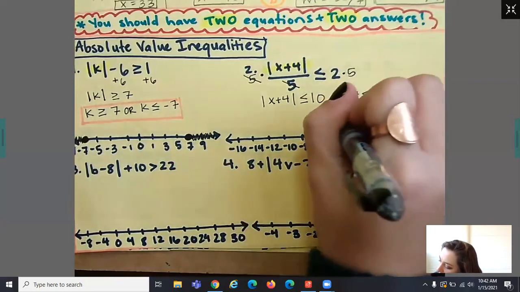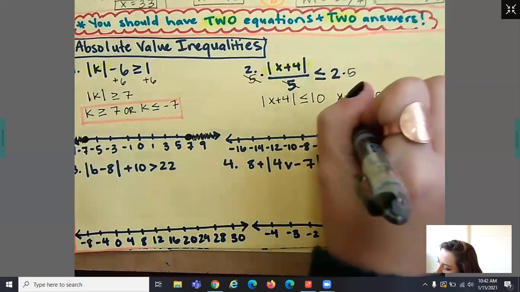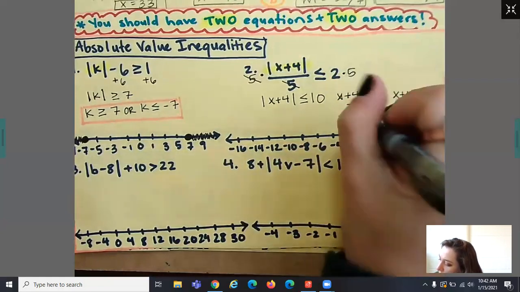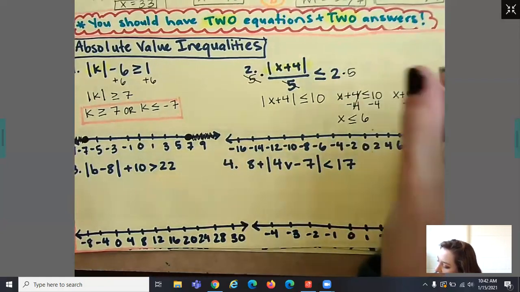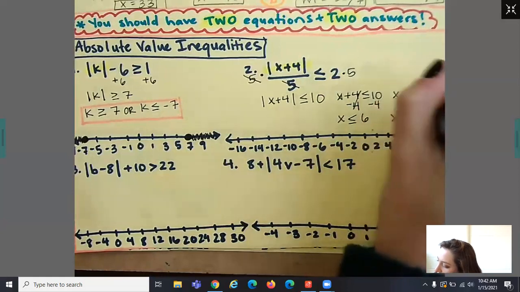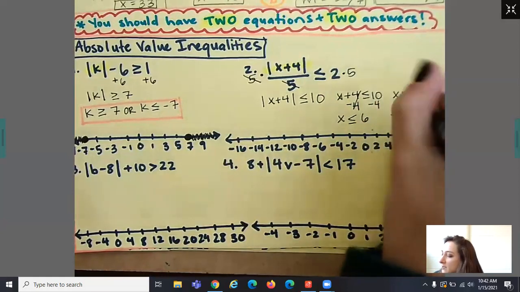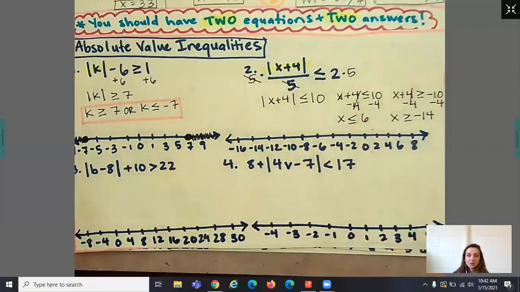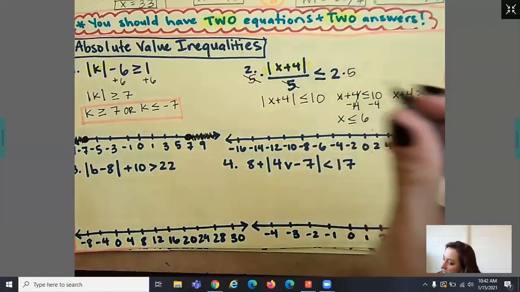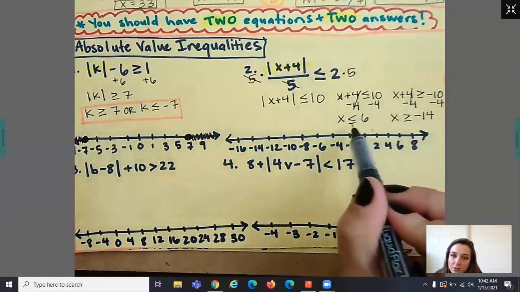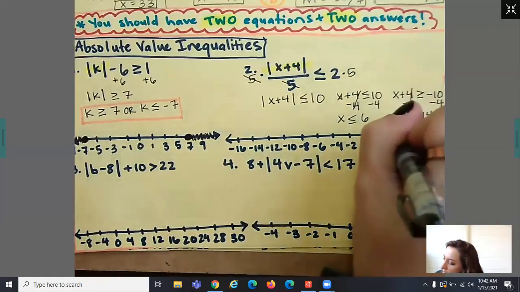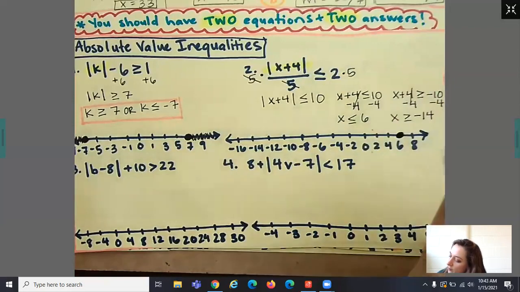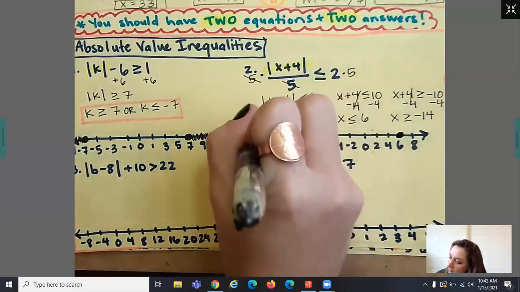Okay, so we're going to get x is less than or equal to 10 minus 4, which is 6. And then our other one, x is greater than or equal to negative 10 minus 4, which is negative 14. Okay, so let's do our two different things here. One is going to be at 6, and since this does have a little equal to sign under, I am going to close in this circle. And then our other one is going to be at negative 14.